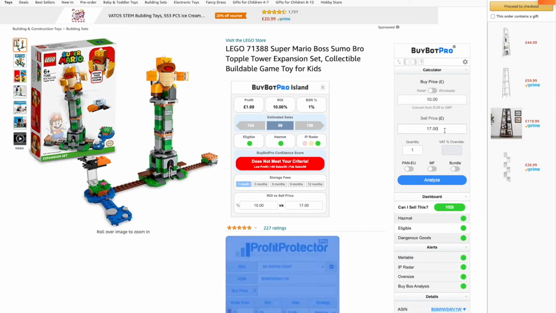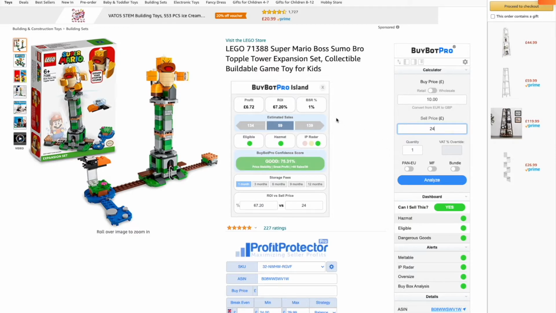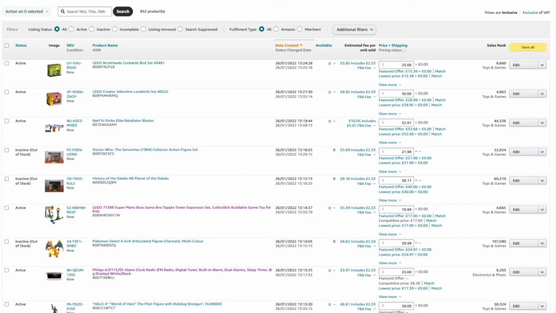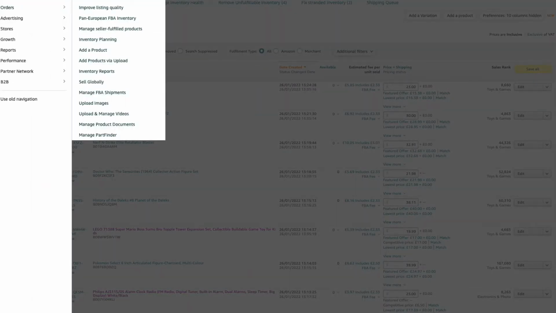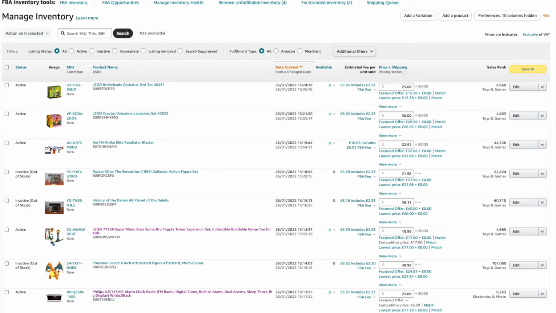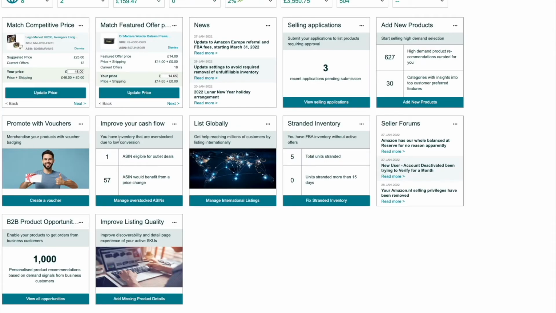Now, what difference will I make? Well, if I sell it at 24, which eventually will sell, guys, it is £6.72, which is decent profit. I usually price quite high up to 90 days. After 90 days, if I go on my inventory page, all inventory, if I go on my main page, you'll see that unfortunately there's improve, cost flow, manage overstock.